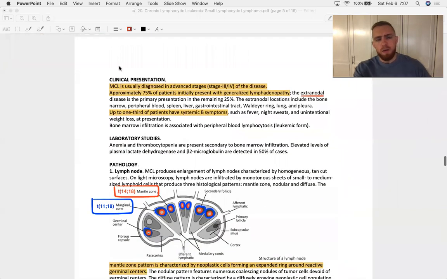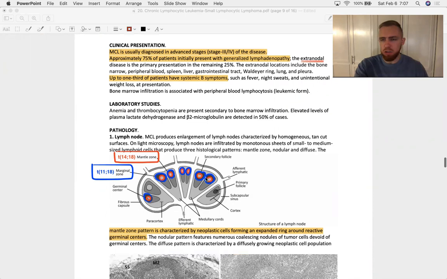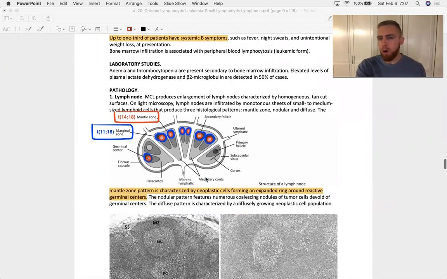Now, mantle zone lymphoma is typically diagnosed in advanced stages of the disease. Patients present with lymphadenopathy, systemic B symptoms sometimes, and it can be in the GI tract. So that's also what complicates things, is that marginal zone lymphoma can also be in the GI tract.